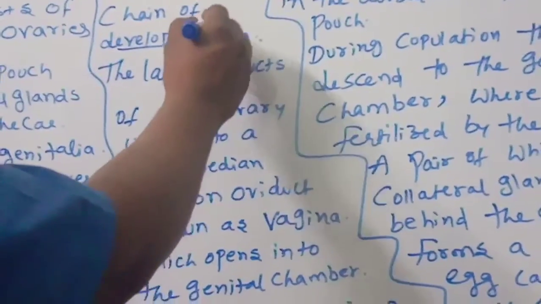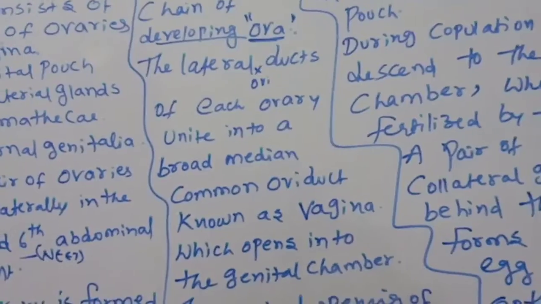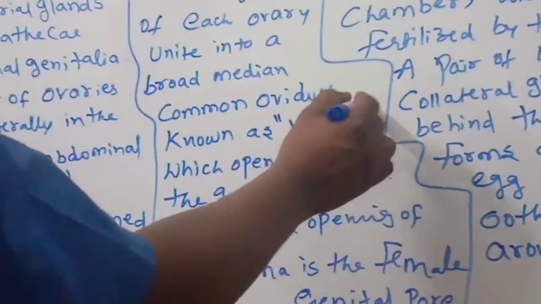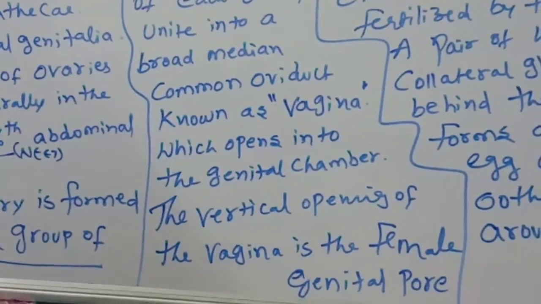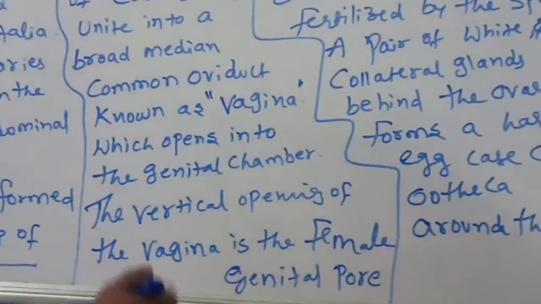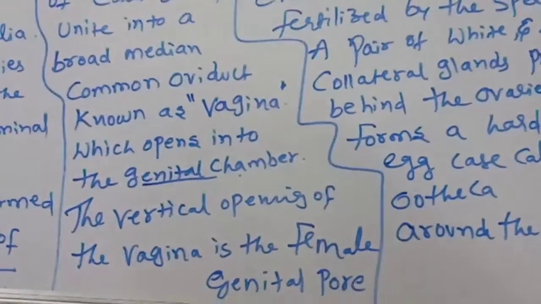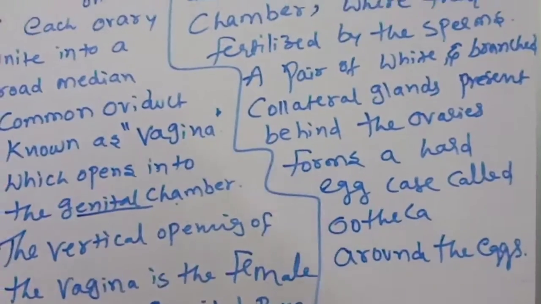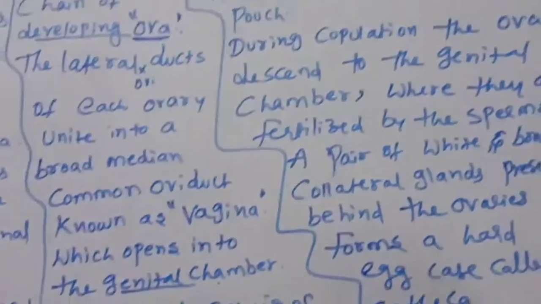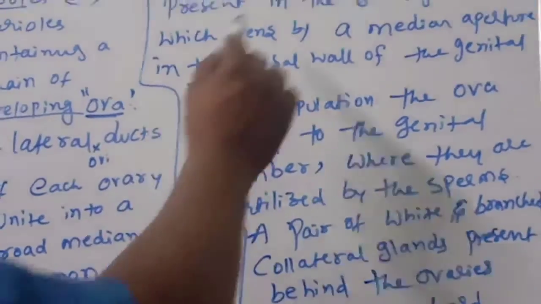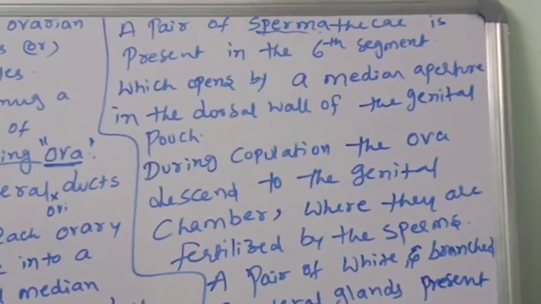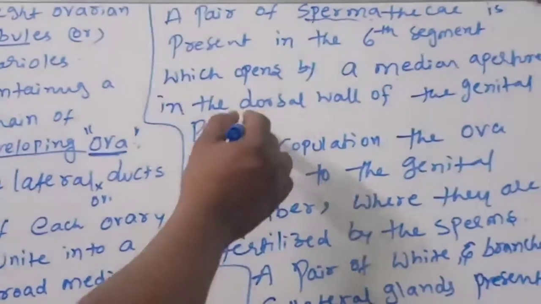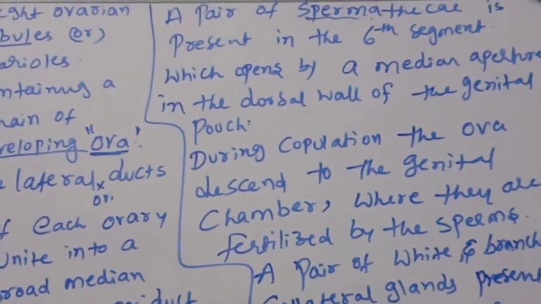The ova are present in the ovarioles. The lateral oviducts of each ovary unite into a broad median common oviduct known as vagina, which opens into the genital chamber. The vertical opening of vagina is the female genital pore. Next, a pair of spermatheca is present on the sixth segment. Spermatheca stores the sperms, and opens by a median aperture in the dorsal wall of the genital pouch.